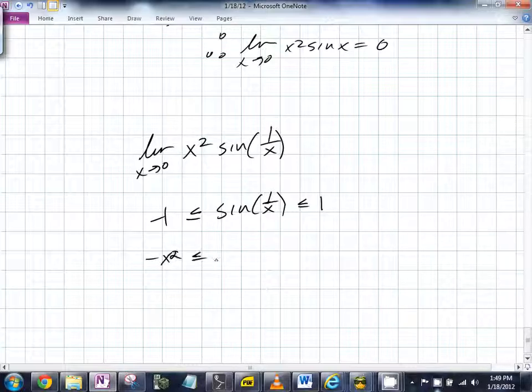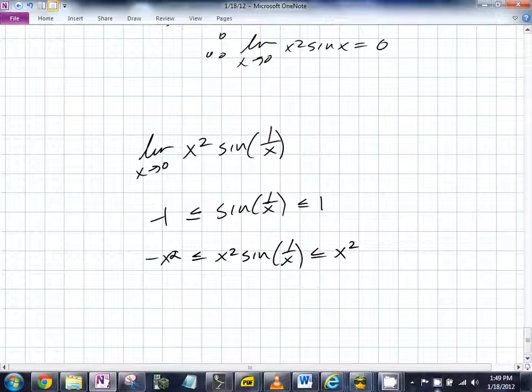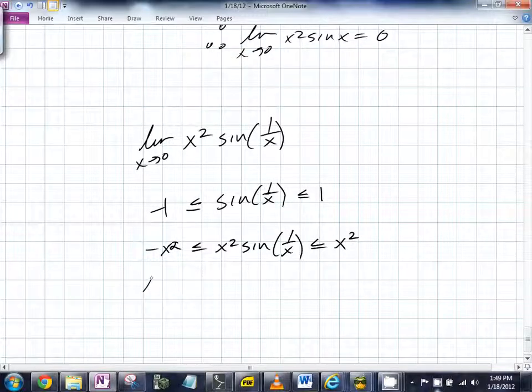Can you tell me the limit as x goes to 0 of negative x squared? 0. What's the limit as x goes to 0 of x squared? 0. Therefore, by the squeeze theorem, SQT, what do you know has to be true? The limit as x goes to 0 of x squared sine of 1 over x has to be 0. And that's a proof. It is 0.